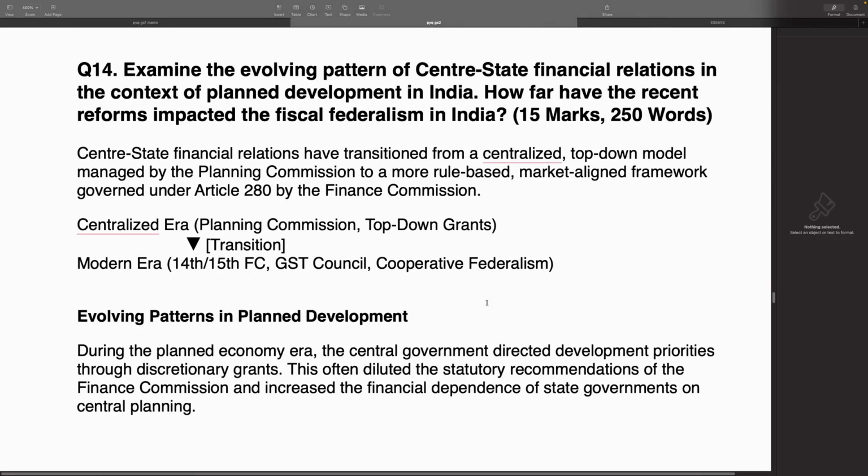Examine the evolving pattern of center-state financial relations in the context of planned development in India. How far have the recent reforms impacted the fiscal federalism in India? Center-state financial relations have transitioned from a central top-down model managed by the Planning Commission to a more rule-based, market-aligned framework governed under Article 280 by the Finance Commission.